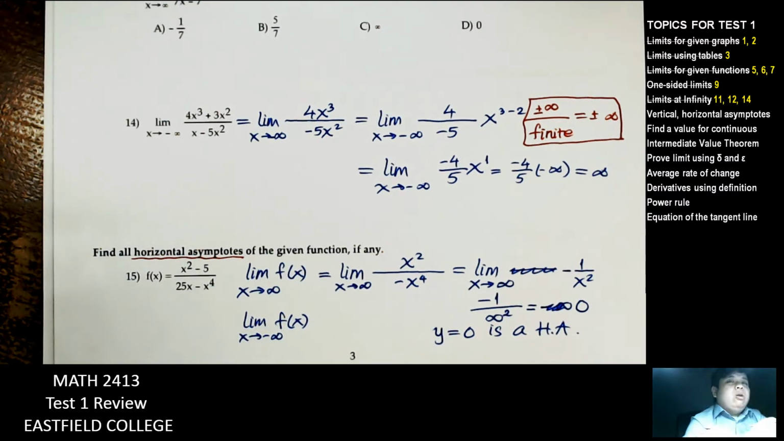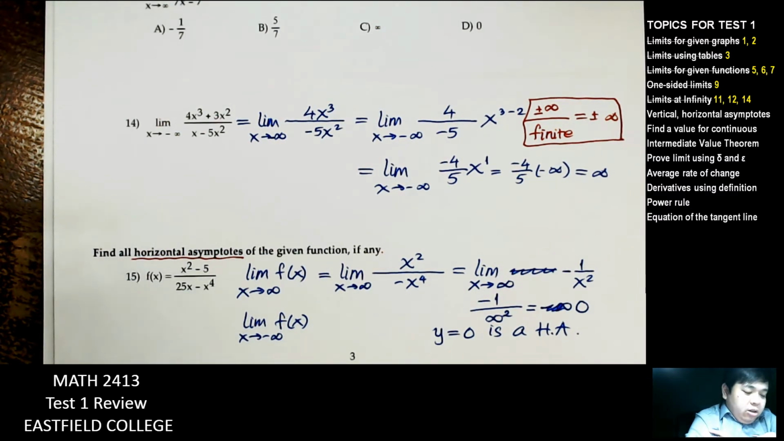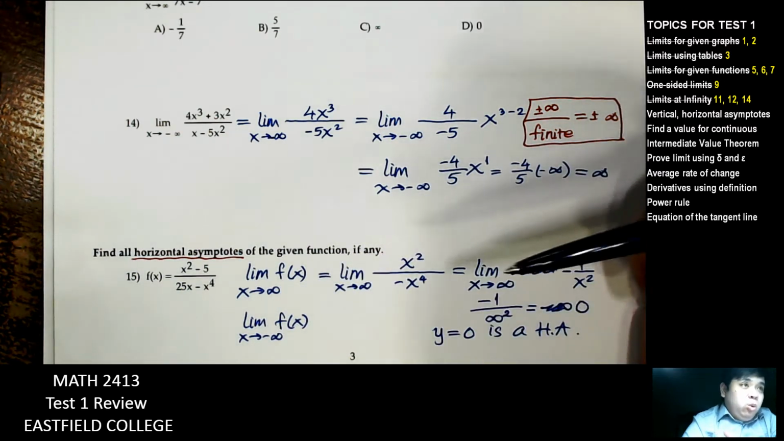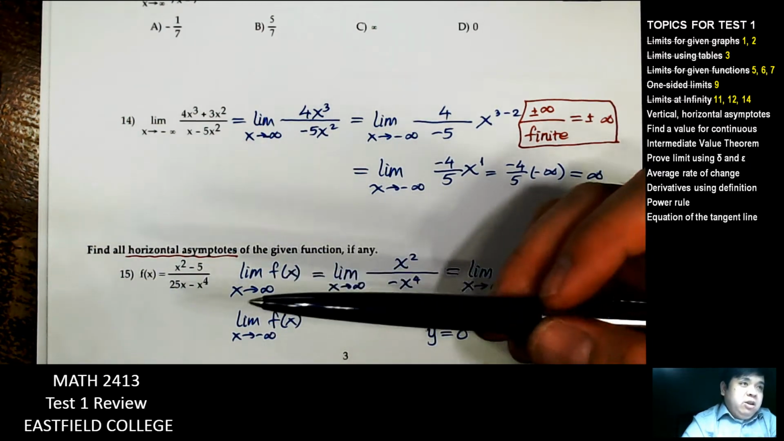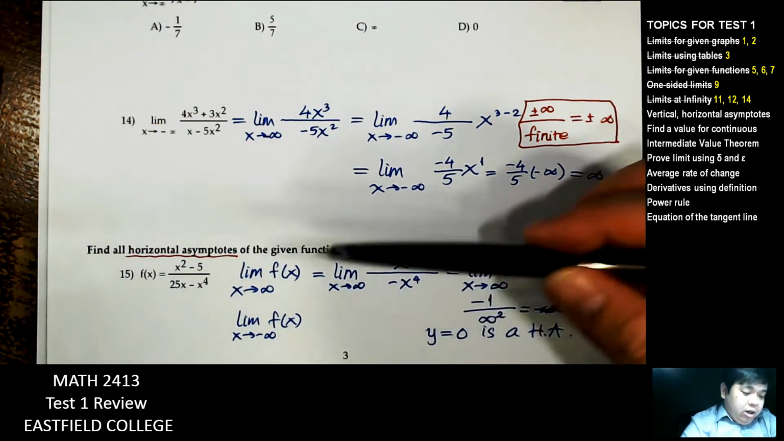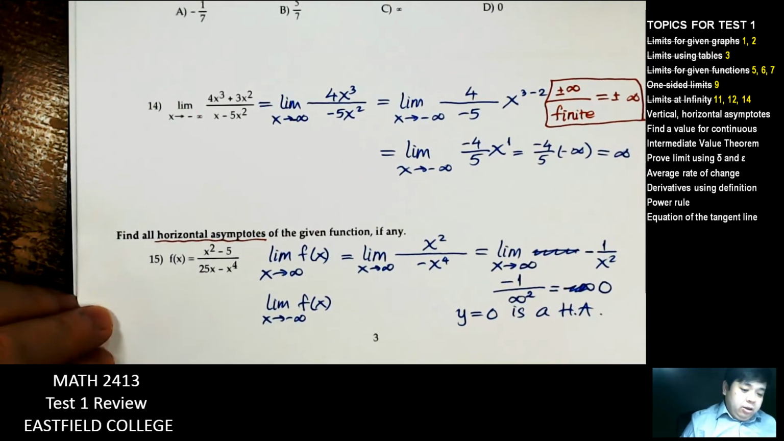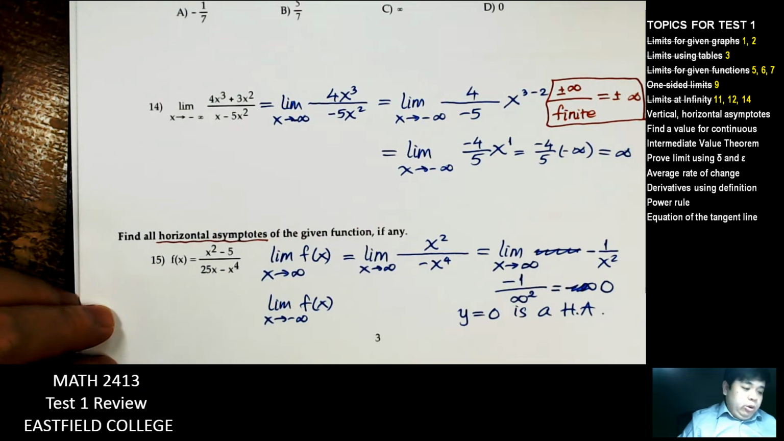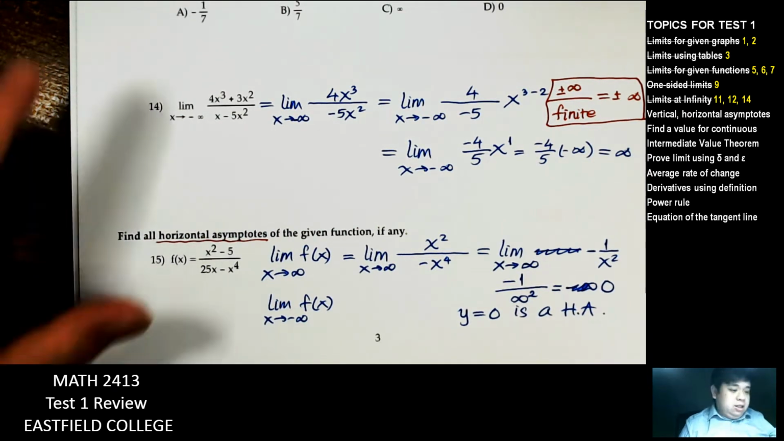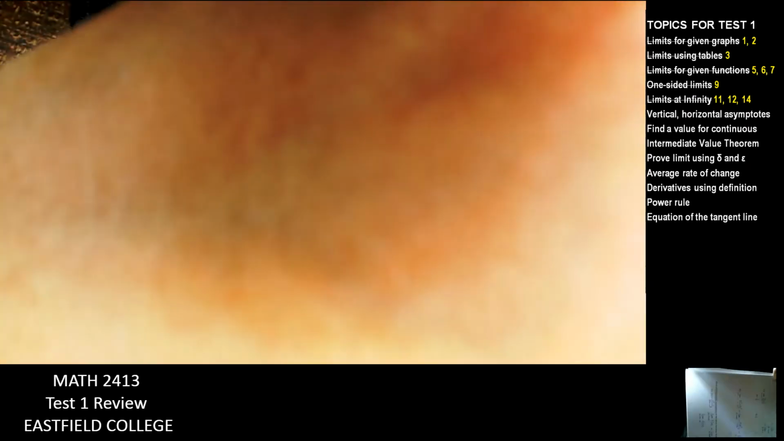To find the horizontal asymptote is a lot easier. We just find the limit when x goes to infinity or negative infinity. By the way, I leave that one to you, the ones with 15 and 10.